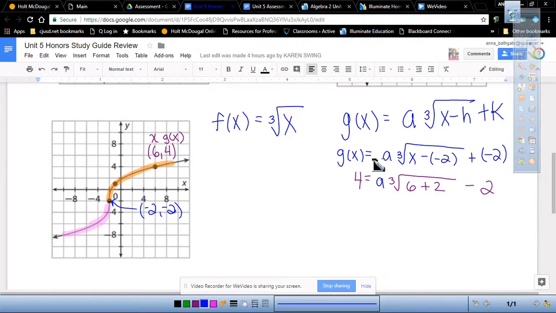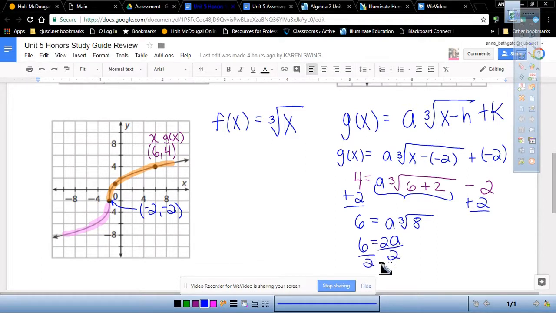Same as last time, we want to get the a by itself, so I want to get this term by itself, so I'm going to add 2 to both sides. 4 plus 2 is 6. So I get 6 equals a, the cubed root of 8. So cubed root of 8, you have to ask yourself, what multiplied 3 times is 8? That would be 2, because 2 times 2 times 2 is 8. So the cubed root of 8 is 2. So 6 equals 2a. To get a by itself, we divide, and 3 equals a.